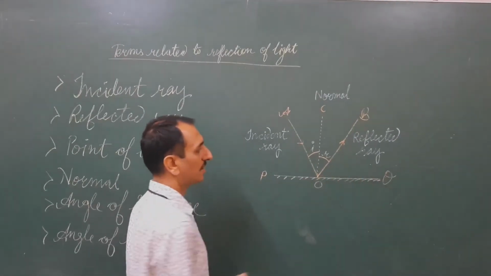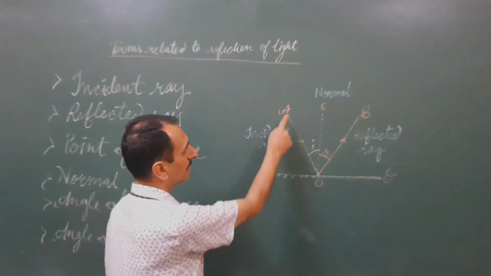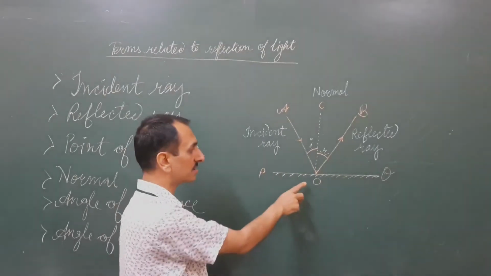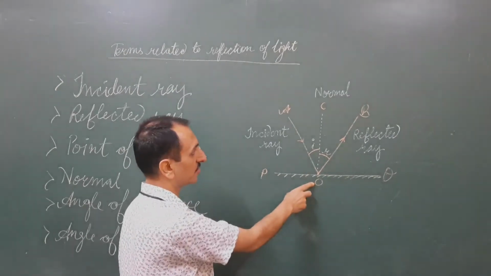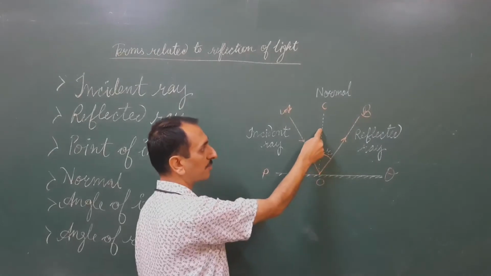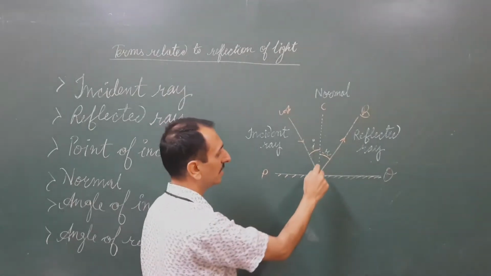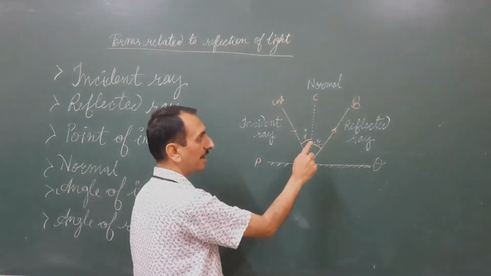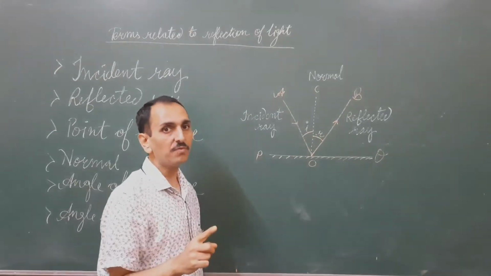PQ is a reflecting, shining surface which is smooth. AO is the light ray which is incident on this shining surface. We have drawn a normal, meaning perpendicular, that is OC. Then the angle formed between the normal and the incident ray is I, meaning angle of incidence. The reflected ray is OB and the angle between the reflected ray and the normal is R, meaning angle of reflection.